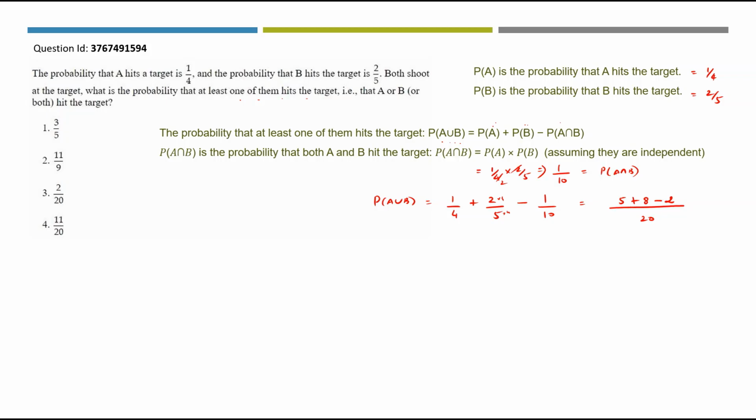What is 5 plus 8? It is 13. 13 minus 2 is 11. So 11 by 20 will be the answer. Option number 4 will be the right answer.